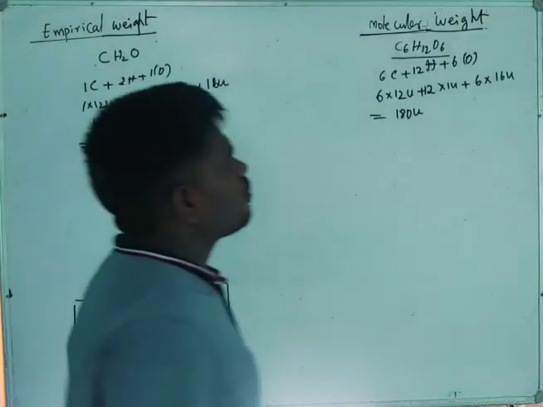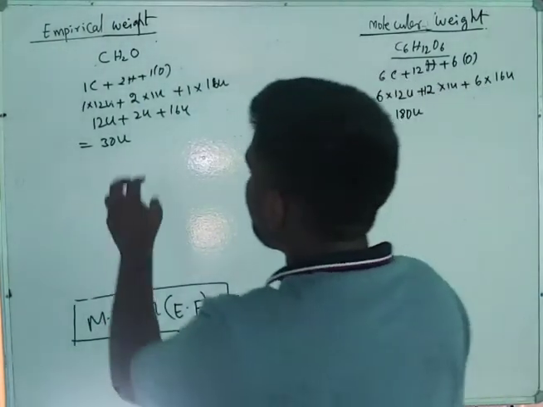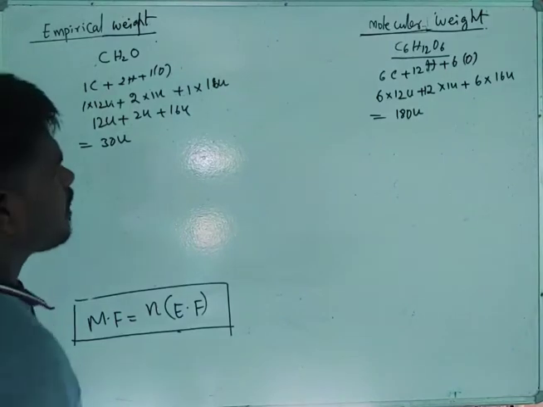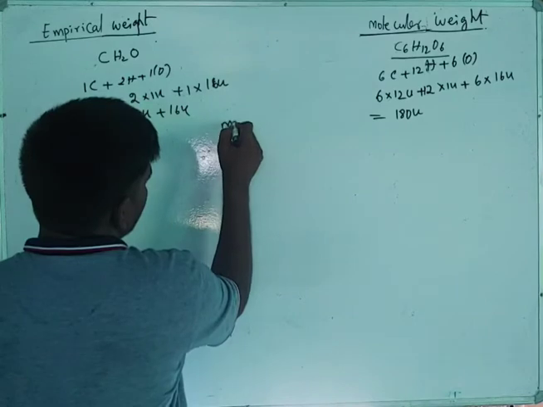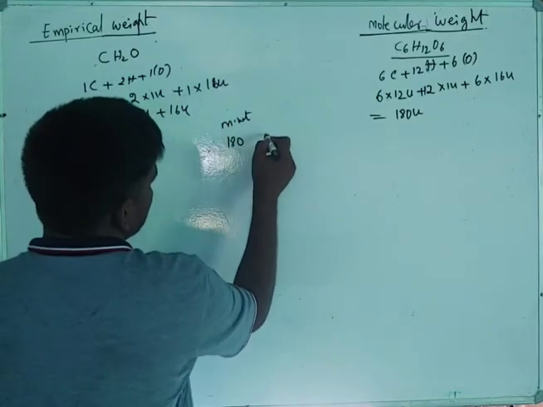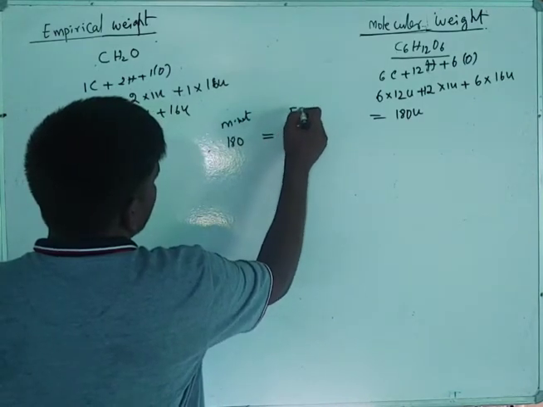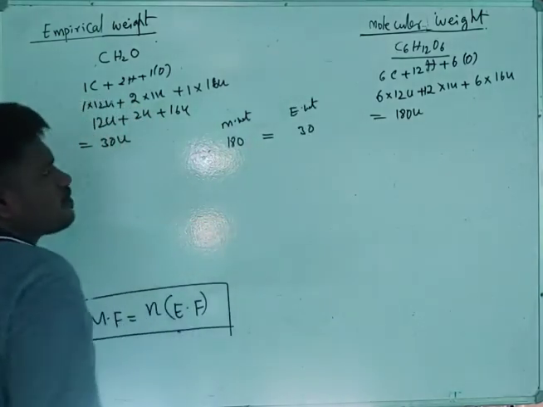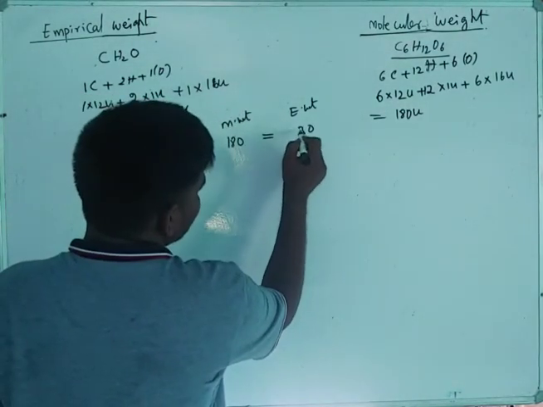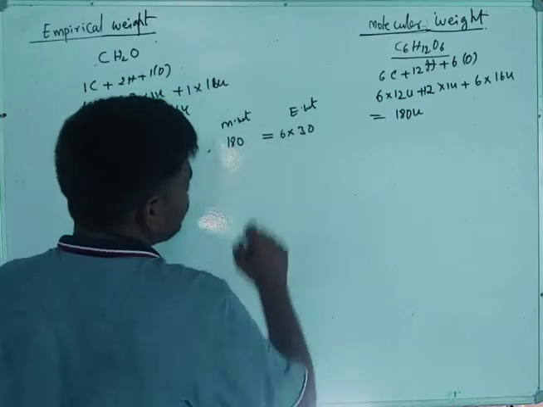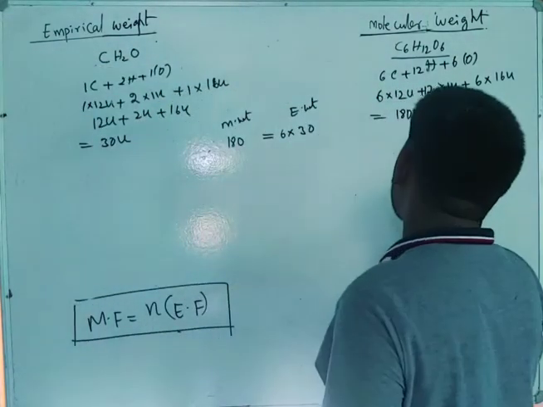For a given compound, that is glucose compound, molecular weight is 180 and empirical weight is 30. So now guys, here this 180 is nothing but the molecular weight of the glucose, and 30 is the empirical weight of the same compound, that is glucose only. If you multiply this 30 with 6, then both will be equal.